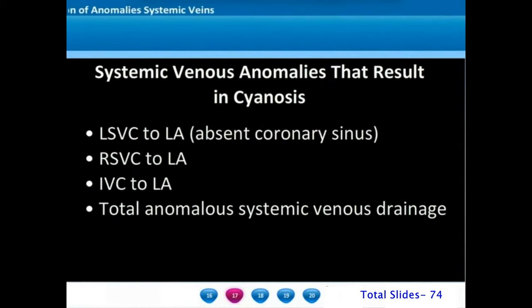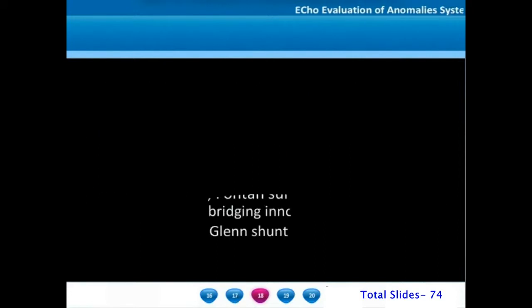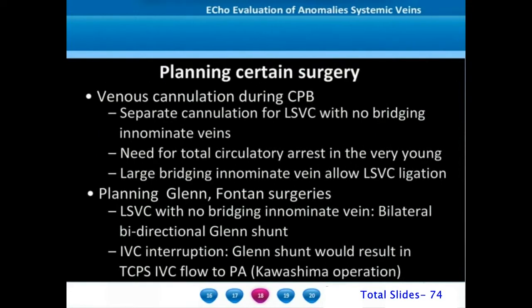Sometimes there can be total anomalous systemic venous drainage with drainage of both the right superior vena cava and inferior vena cava into the left atrium. However, these are very rare. The venous abnormalities are quite important for the surgeons to know about.